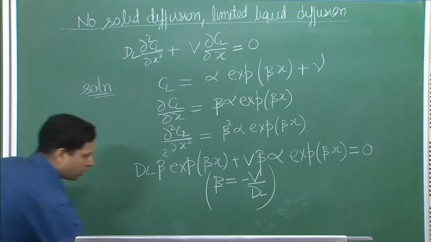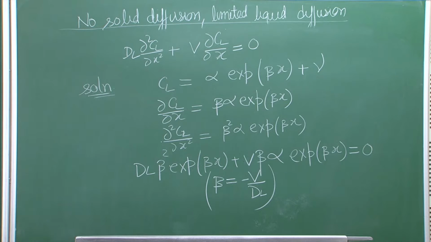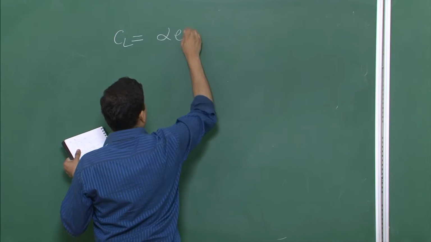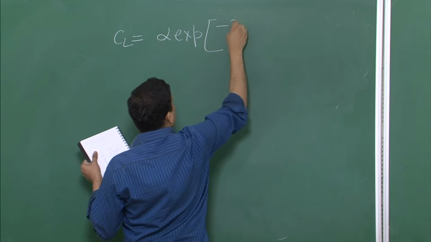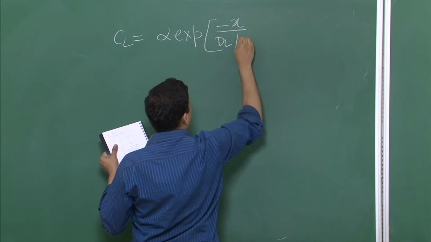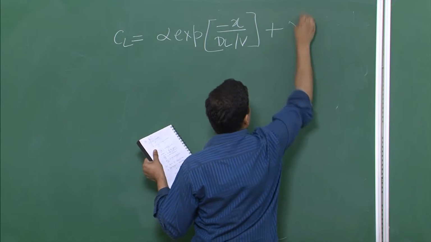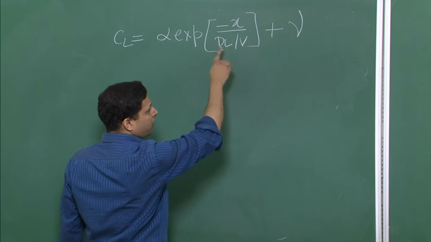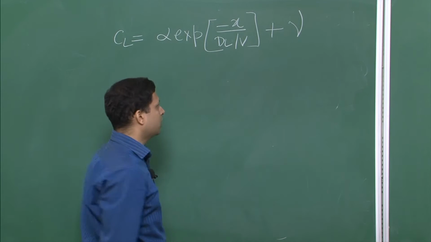Now, let us try to find the other constants. Although I am erasing this, remember what the boundary conditions are, because we will need these boundary conditions to obtain the other constants. So, our CL now becomes alpha times exp of beta x plus gamma. We have not yet obtained gamma. So, gamma is still there, alpha is still there, and we have obtained beta. So, we have put that beta in over here.